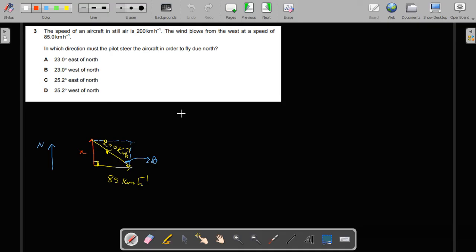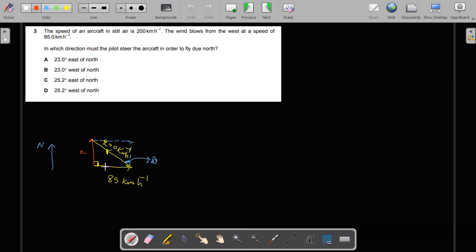Question number 3. The speed of an aircraft in a still air is 200 km per hour. The wind blows from the west at a speed of 85 km per hour. In which direction must the pilot steer the aircraft in order to fly due north? Okay. So wind blows from the west at a speed of 85. So this is vector for wind. And a speed of aircraft in a still air is 200 km per hour.